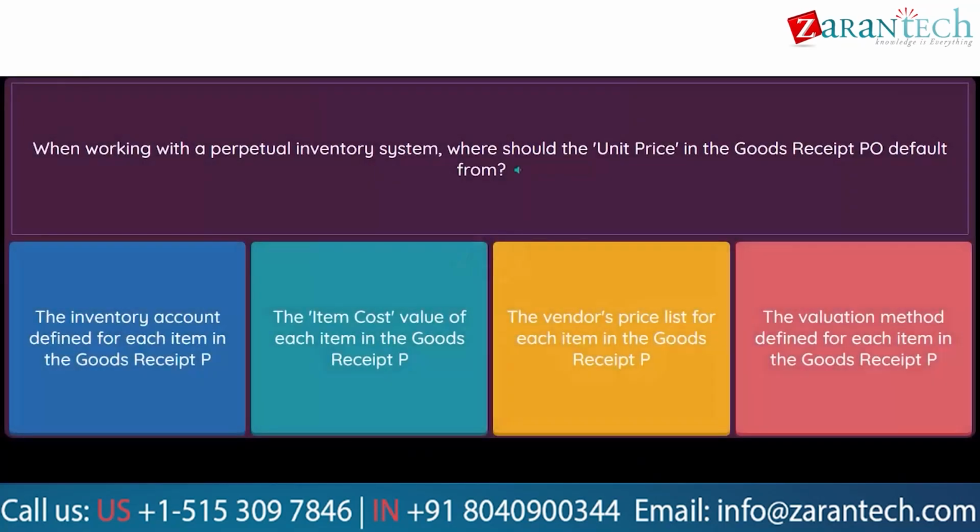Question: when working with a perpetual inventory system, where should the 'unit price' in the goods receipt PO default from? Option 1, the inventory account defined for each item in the goods receipt PO. Option 2, the 'item cost' value of each item in the goods receipt PO. Option 3, the vendor's price list for each item in the goods receipt PO. Option 4, the valuation method defined for each item in the goods receipt PO.